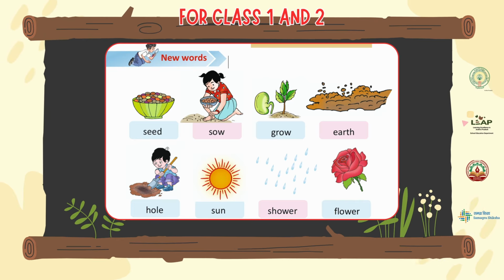So, my dear teacher friends, in this way, we know we sow a seed in the earth, make a small hole, give it sun and showers, and soon it will grow into a plant with flowers. So, we have learned these 8 words.